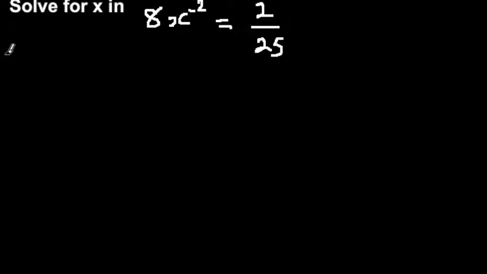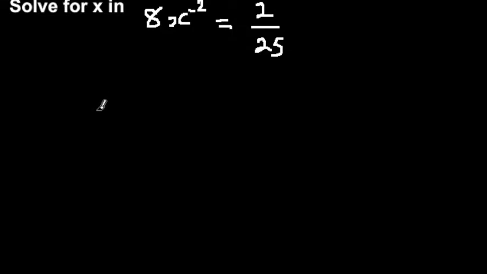Alright, we're trying to solve question 7 in the JAMB 2014 math exam. We're asked to solve for x in the following equation: 8x raised to the minus 2 is equal to 2 over 25. This is a very standard, straightforward algebraic expression, and all you're being tested here is to see if you know how to manipulate this expression so that you can have just x by itself on one side. So let's go ahead and do this.